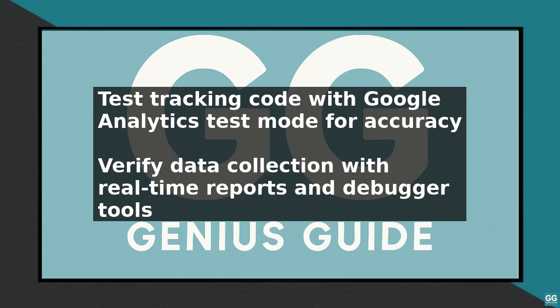Finally, test the tracking code using the Google Analytics test mode. This allows you to verify that the code is working correctly without affecting your live data. By following these steps, you can identify and resolve issues with your Google Analytics tracking code, ensuring accurate and reliable data collection.